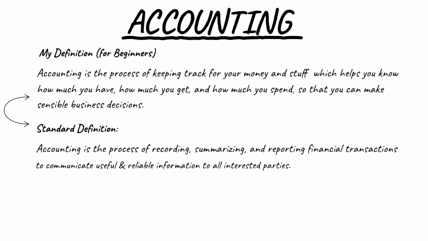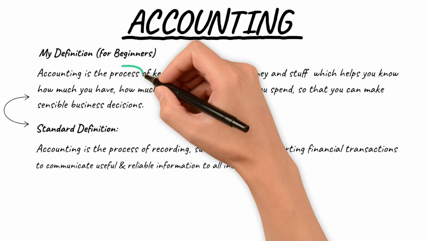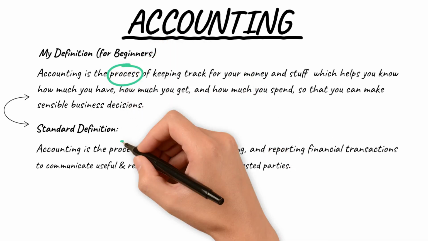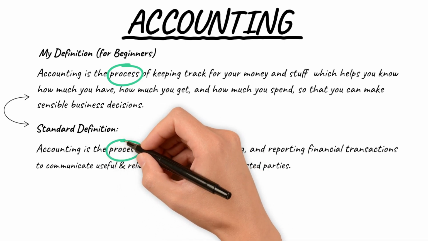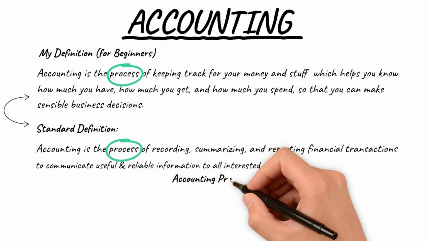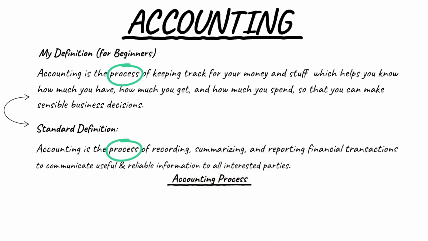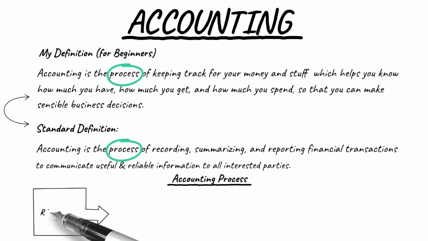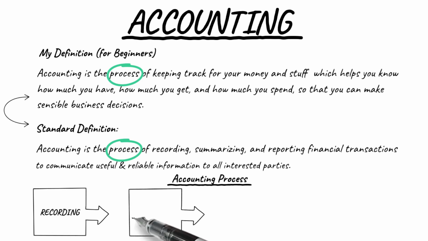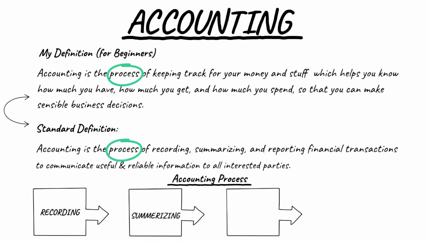I will break it down into 4 easy steps and it will be crystal clear. Notice there is one word common in both definitions: process. This shows that accounting is a process. If you understand the accounting process, you won't have to remember the definition. How cool is that? So let's break down the accounting definition into a process diagram. It will look like this: recording, summarizing, reporting, and finally, communicating.